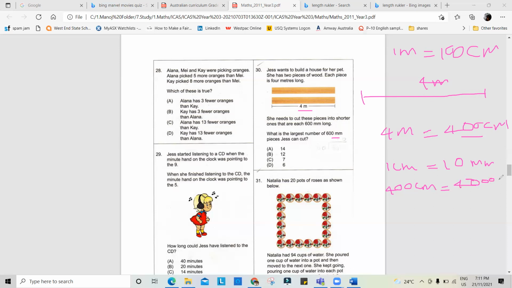Do I have to write all this down? Yeah, you can now write it. Now we are doing the question, right? Now what you do is, for your 4 meter timber, you make it to millimeters. What do you do first step? Meter become centimeter, right?